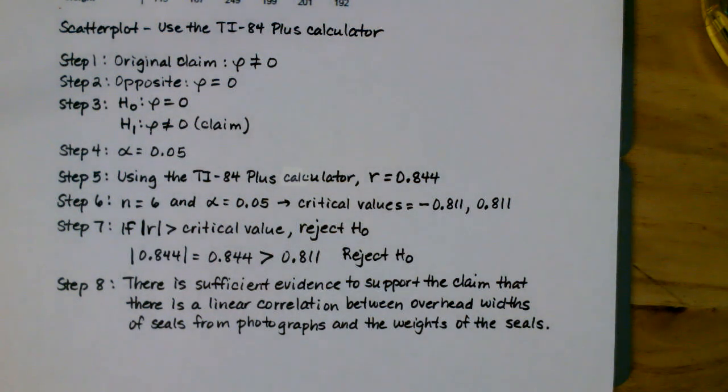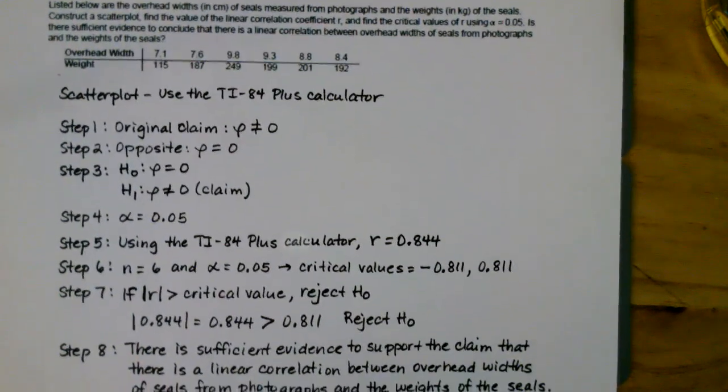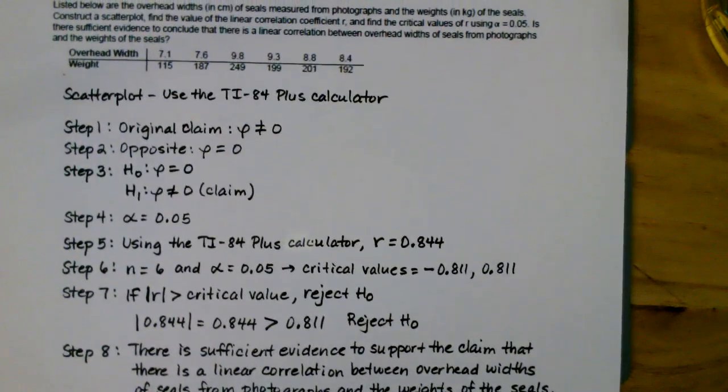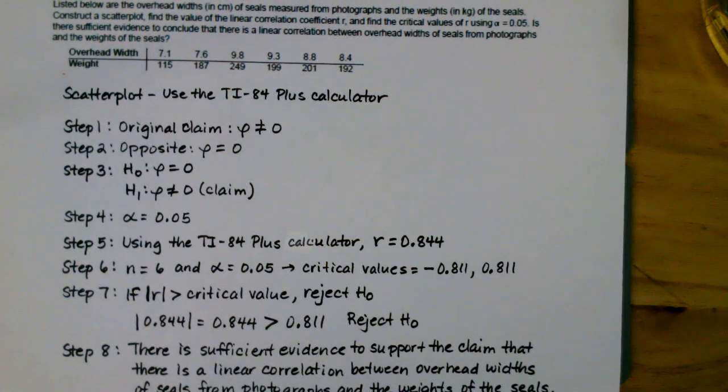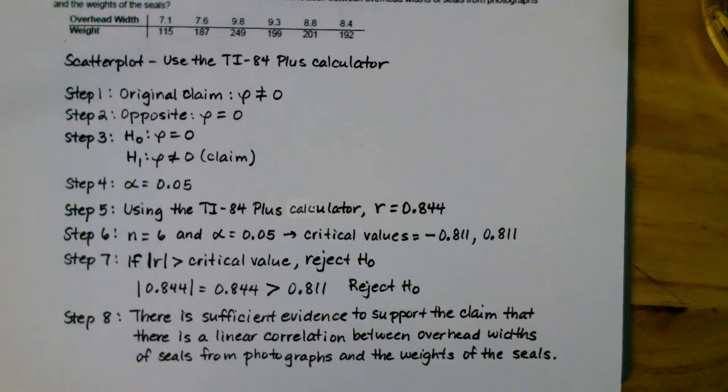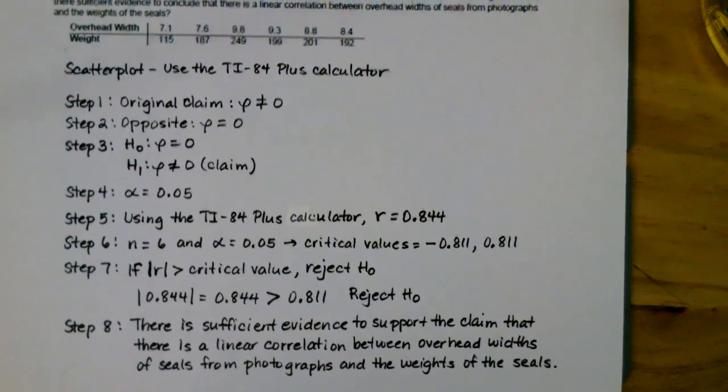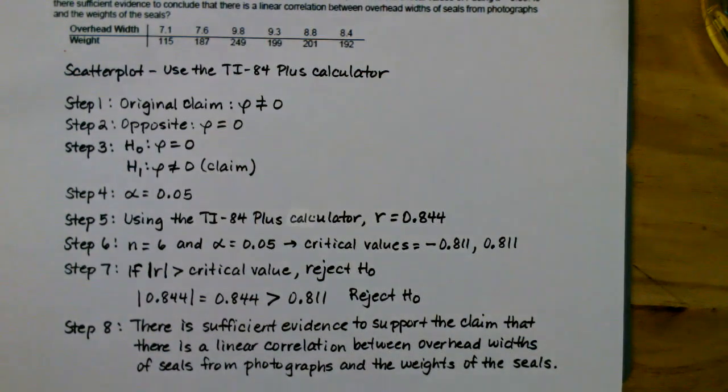So that's that 8-step hypothesis testing procedure here. So you want to read the directions very carefully regarding what they're asking for. Sometimes they may ask for the critical values here. Sometimes they may ask for the p-value. Of course, the p-value, you can get that from the TI 83 or 84 plus calculator.